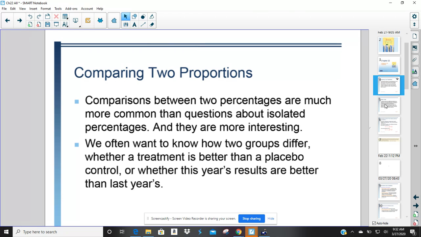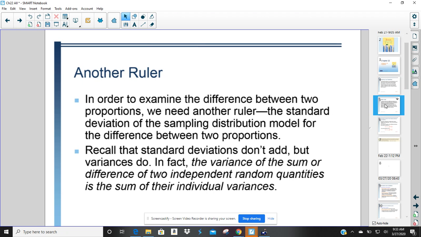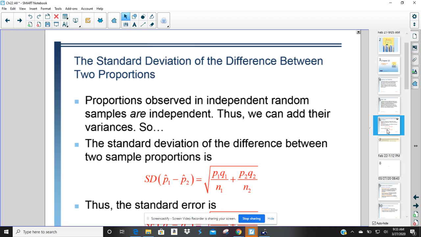Just know that what we're going to be doing is finding the difference between two proportions. Remember that when we're doing the difference of two proportions, we're going to need the standard deviation of the difference. And when we're finding the standard deviation between two things, even though we're doing subtraction right now, we add variances. So we add the variances and then take the square root. The variance of the sum or difference of two independent random quantities is the sum of the individual variances. But we're going to be able to use this formula for finding the standard deviation.